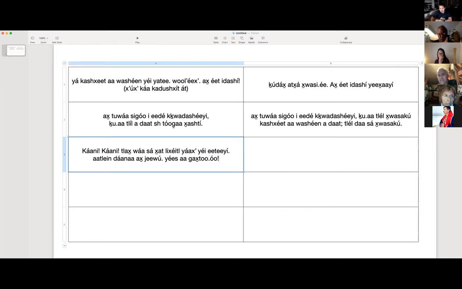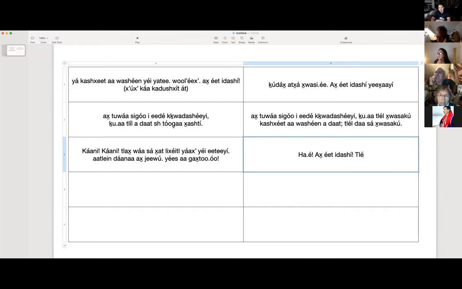And group two? We said, ha'a, achite dashe, tash'ich ich. Tash'ich ich, wawnis kukati.